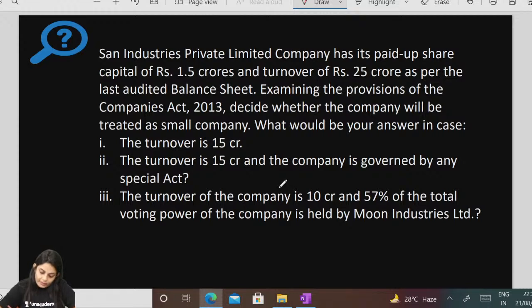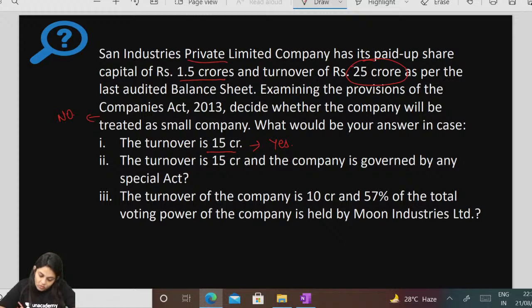San Industries Private Limited, so it's a private company, has its paid up share capital of 1.5 crores and turnover of 25 crores as per the last audited balance sheet. Examining the provisions of the Companies Act, decide whether the company shall be treated as a small company. No, because the turnover exceeds 20 crores, it cannot be a small company. Now the turnover is 15 crores, and the capital is 1.5 crores. In that case, can I say yes, it's a small company? Yes, because it fulfills both the criteria.